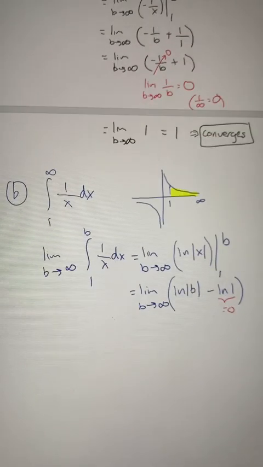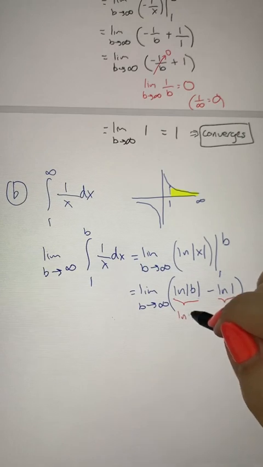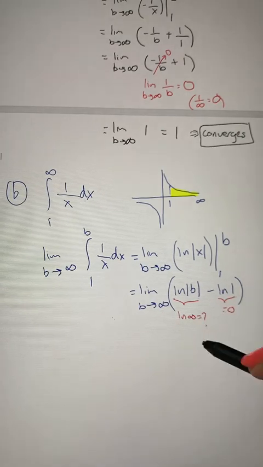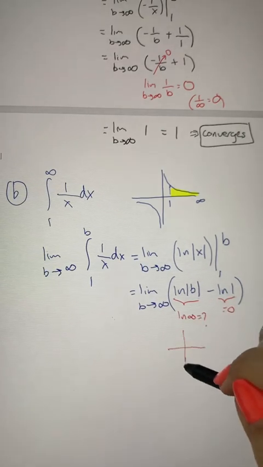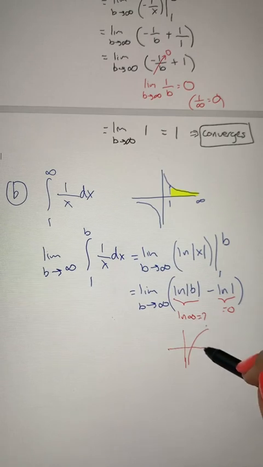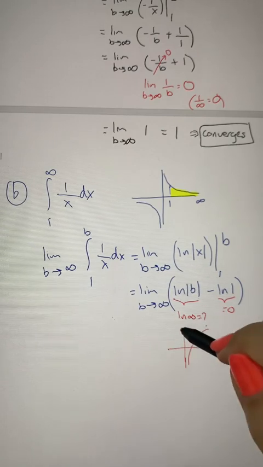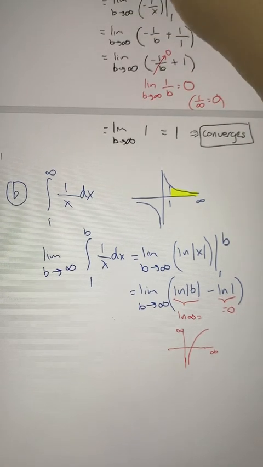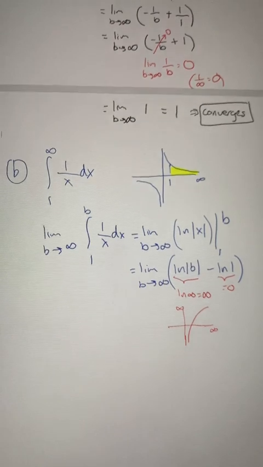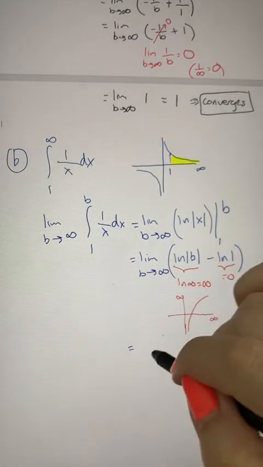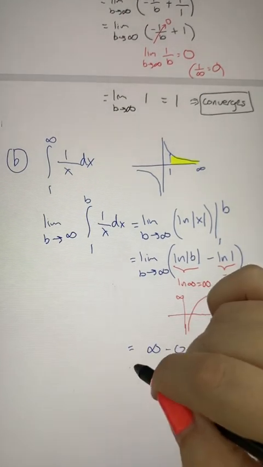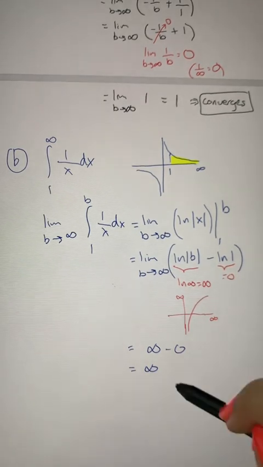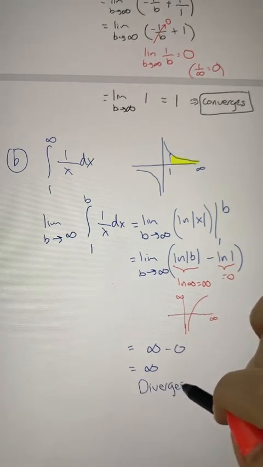And for ln of b, as b approaches infinity, it means we're trying to find out what is ln of infinity. Let's have a look at the graph of ln x. We know the graph looks like this. So when x is approaching infinity, ln of infinity is just going to be infinity because the graph keeps going up. So the y value is infinity. And we're just going to get infinity minus 0, which is just infinity, which means that this integral does not converge. This integral diverges. Whenever it's not equal to a finite number, we use the word divergent.